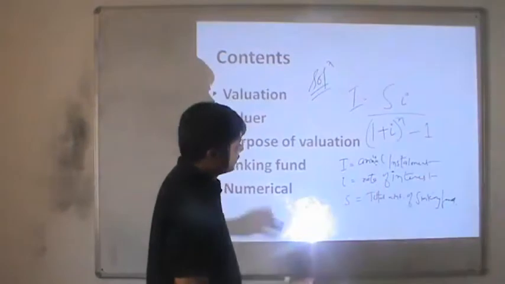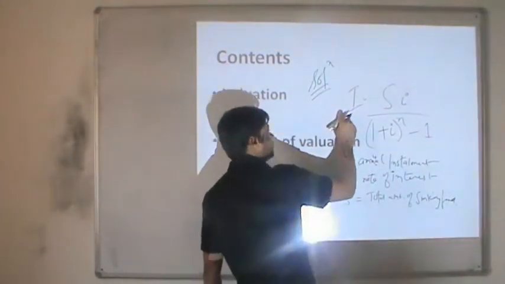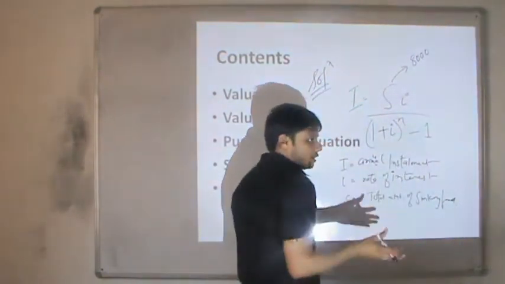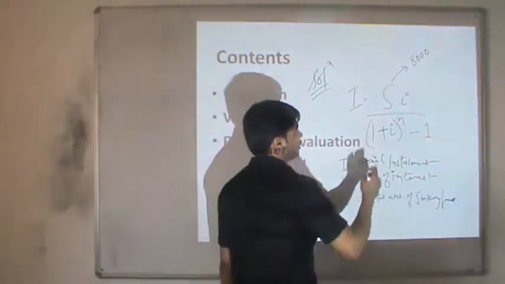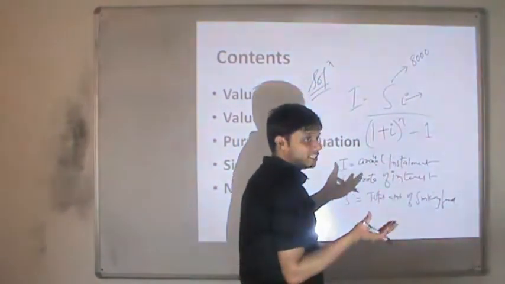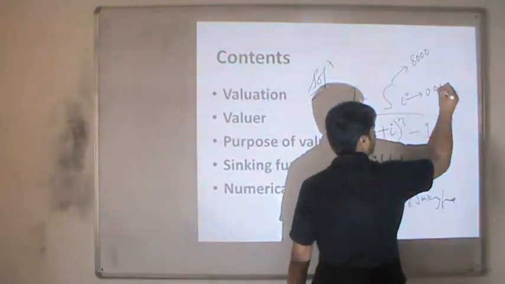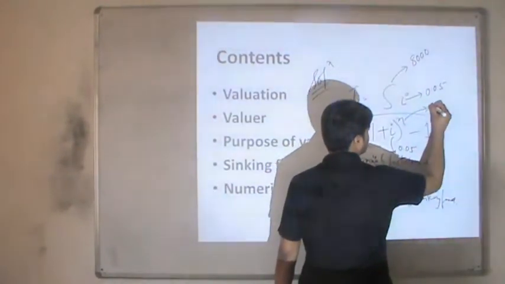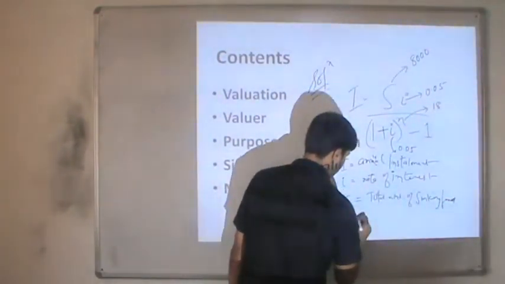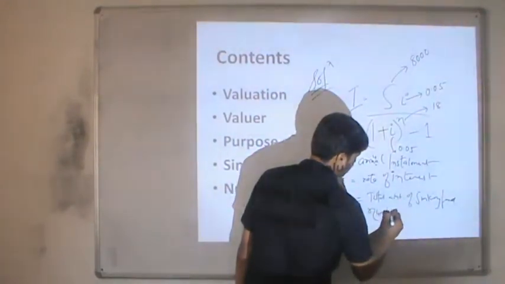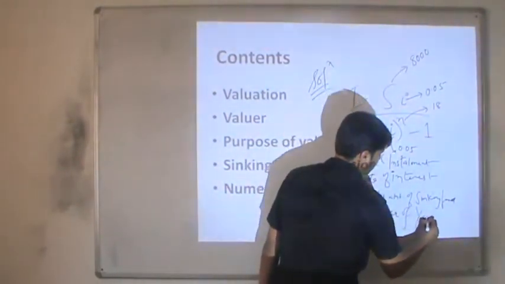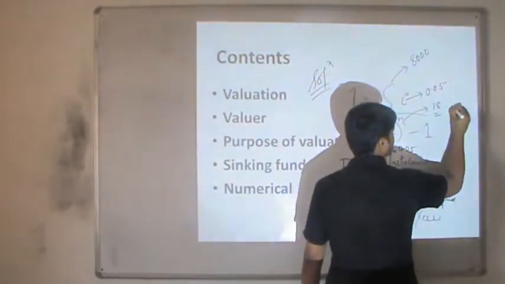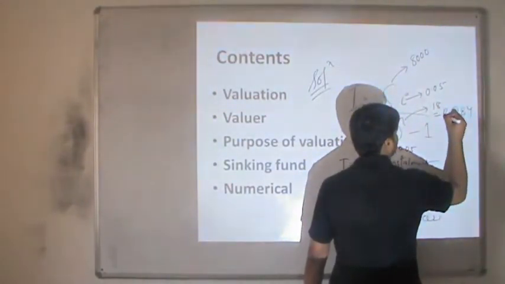Here in the numerical we have to find I, for which S is given as rupees 8000. Compound interest is given as 5%, and we have to take the decimal value of this, so it will be 0.05. Here i is also 0.05, and the number of years is 18. This whole thing reduces to 284 rupees.